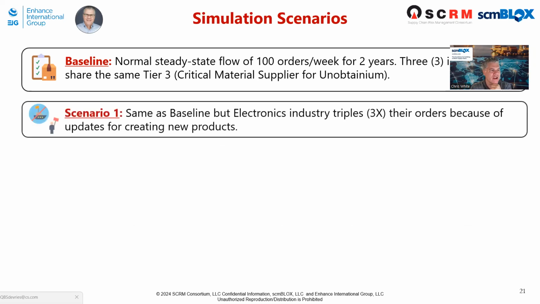Now scenario 1 will get a little more complicated. We're going to assume that the electronics industry is now going to triple their orders because they're all creating some new products. And so suddenly we have this wave of 3 times the orders coming from that industry. And of course, defense and EV are going to stay the same. And we're looking at one OEM within defense.